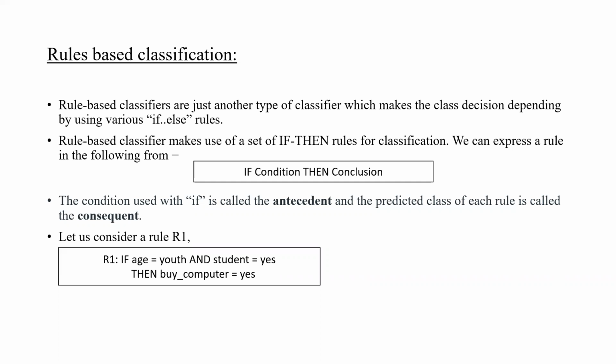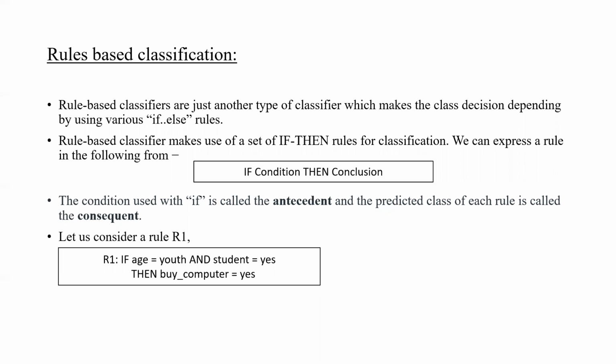Rule-based classifiers are just another type of classifier like naive Bayesian classifiers, which make the class decision depending upon a set of rules. These rules are nothing but if-then rules. These rules are a good way of representing information or bits of knowledge. So in rule-based classifiers, we use a set of if-then rules for classification. The if-then rule is an expression of the form: if condition, then conclusion. This can also be called the syntax of the if-then rule classifier.